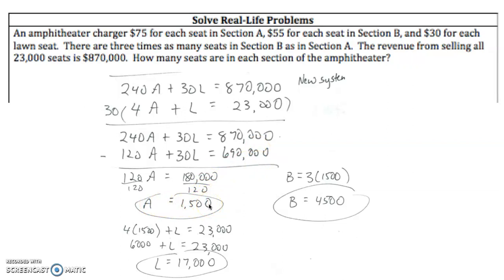Then I can substitute that into the equation where B equals 3 times A. So section B is 4,500. And then I'm just going to put it into this equation up here because I know what A is and find out that there are 17,000 seats in section L.